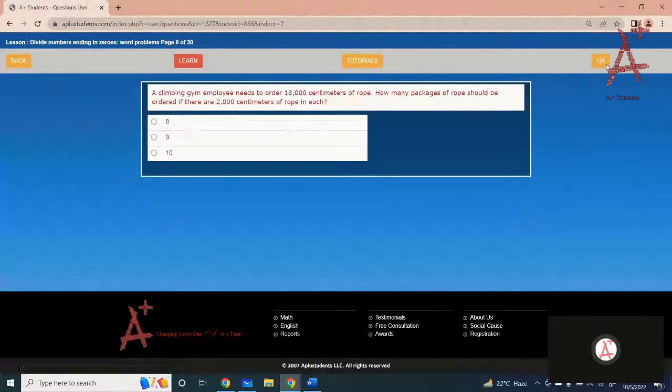Okay, a climbing gym employee needs to order 18,000 centimeters of rope. How many packages of rope should be ordered if there are 2,000 centimeters of rope in each? So you have to divide 18,000 by 2,000. So 2 times what number is 18? 2 times 9 is 18. And both of them have 3 zeros, so their zeros cancel out with each other. Got it? So it would be 9.